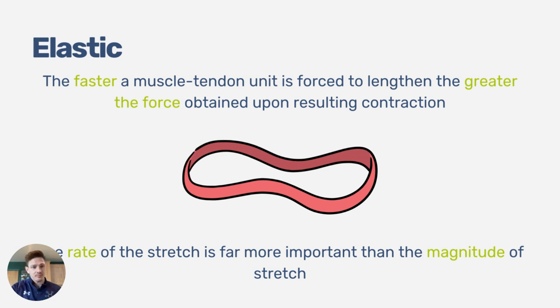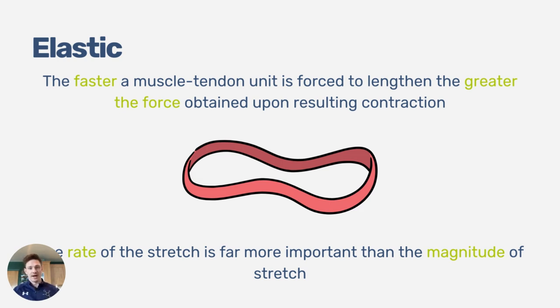Now, one of the ways that we can think about that is this kind of elastic band analogy. The faster you stretch an elastic band, the greater the force obtained upon the resultant contraction. So if you pull an elastic band quickly, then there's more elastic energy, and it's going to go further than a band you pull to the same distance, but at a slower rate or with a pause. So it's looking at that fast lengthening, that stretch shortening cycle, and making that as quick and explosive as you can. So the rate of the stretch is far more important than the magnitude of the stretch. So that is that elastic band.